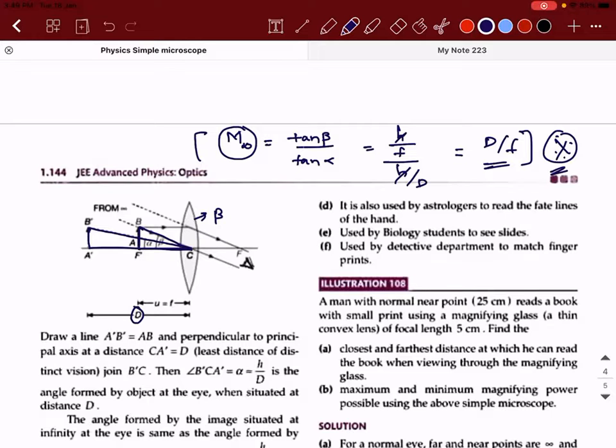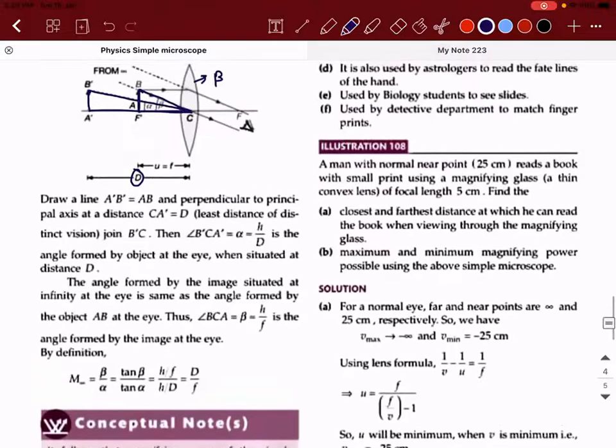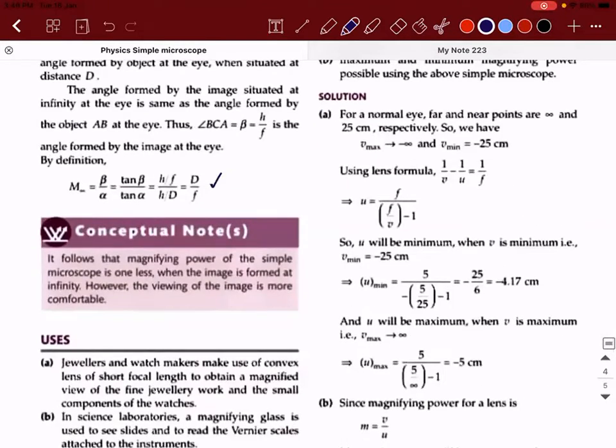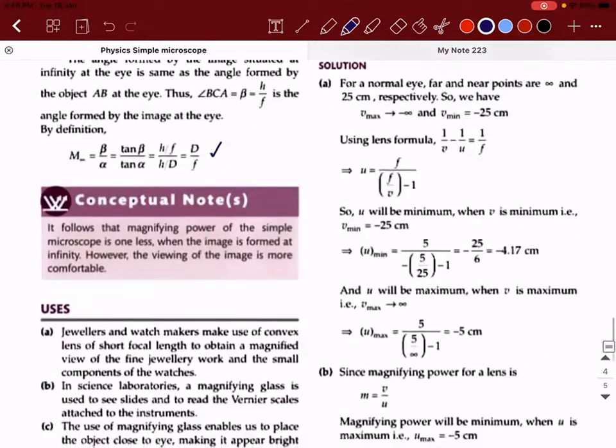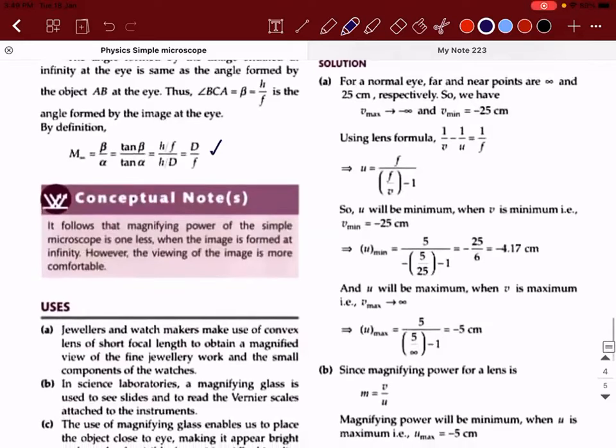Right. So I'm assuming that these are over. D divided by F. You can observe that the magnifying power of the simple microscope is one less when the image is formed at infinity. But the viewing of the image will be more comfortable because the image is formed at a greater distance, so your eyes will be a little relaxed to see that.